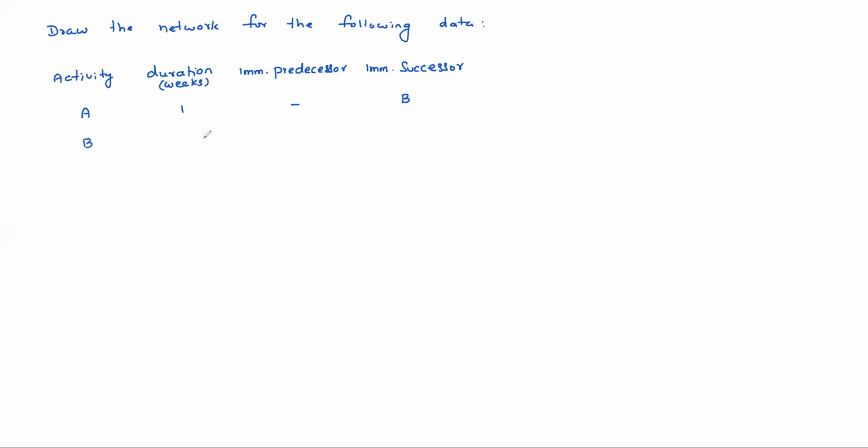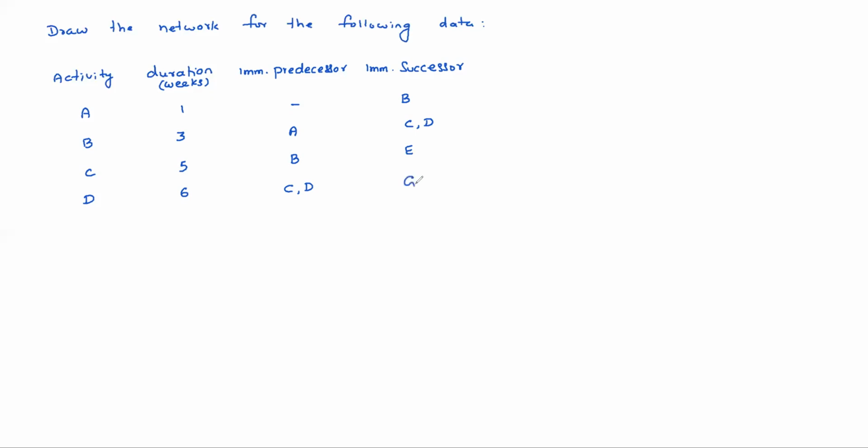For B activity, duration 3 weeks, predecessor is A, successor C, D. For C activity, 5 weeks duration, predecessor is B, immediate successor E. For C, yes, E is the successor. For D activity, 6 weeks. For E activity, C and D are the predecessors.